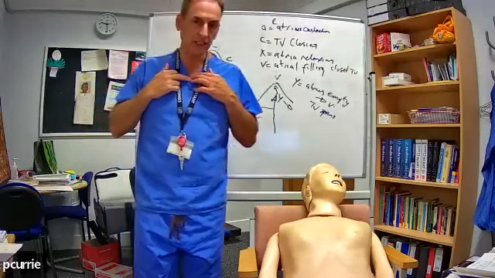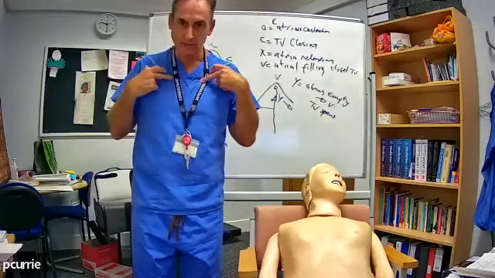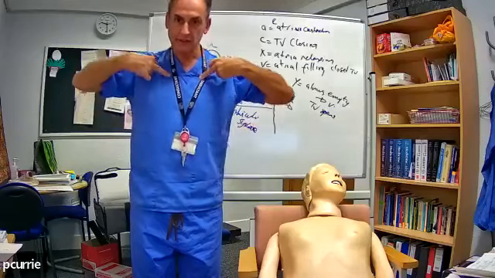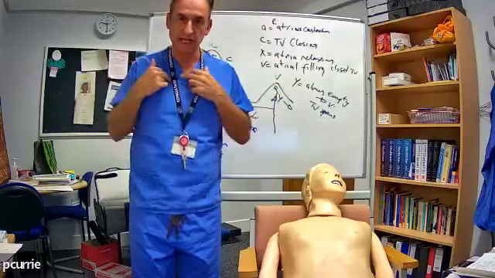And the reason it's important is because just beside that is the second intercostal space. So you can count from your second intercostal space. You know that that is your second intercostal space.